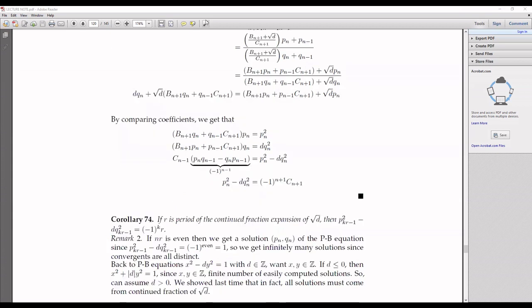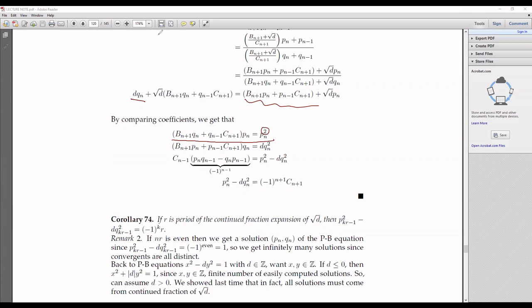Coefficient of what, by the way? Coefficient of the rational and irrational part, actually. So on both sides, the rational part on the left side is this guy, and the rational part on the right hand side is this guy, which gives us this equation. But where does the square come from?